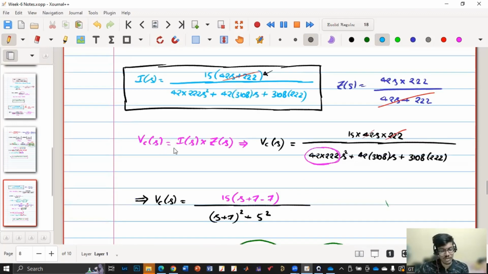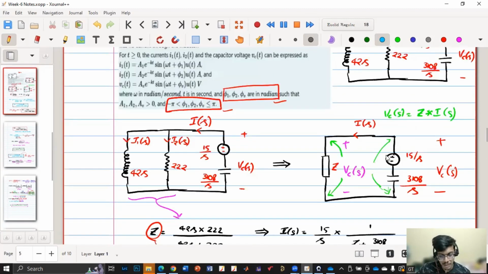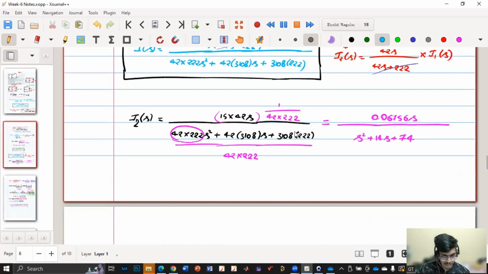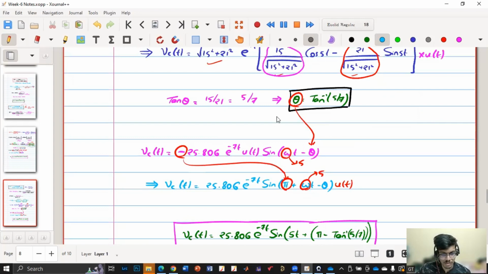Similarly, take note, VC of S is not just across the capacitor, but across the capacitor plus the voltage source. So here it is Z into I of S. We did the same thing and applied inverse Laplace transform with some mathematical manipulation to get VC of t.